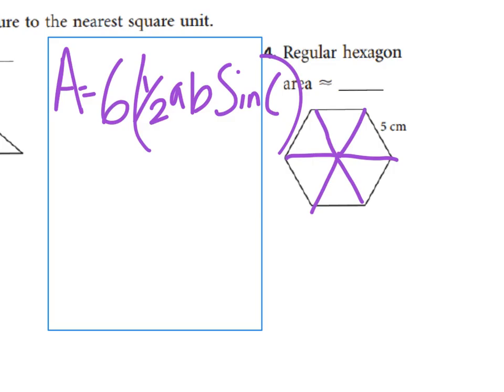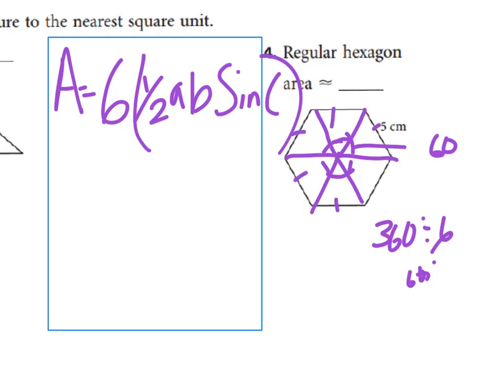Now, one thing you'll notice about these triangles right here is that if you take 360 degrees and divide by 6, you'll end up with 60 degrees. So I know that each of these little angles is 60. I also know that because this is a regular hexagon, these are all congruent as well. And because it's an isosceles triangle, I know that these two have to be congruent to each other.